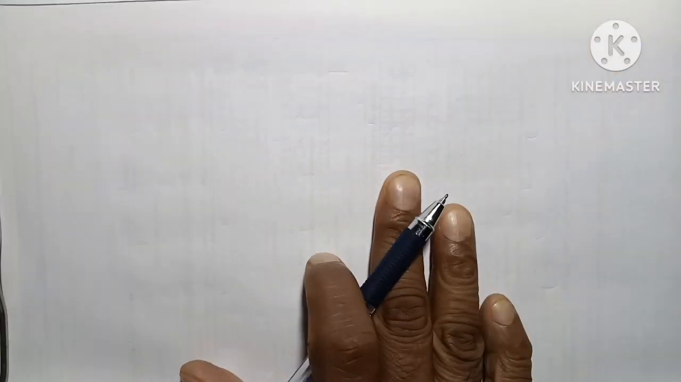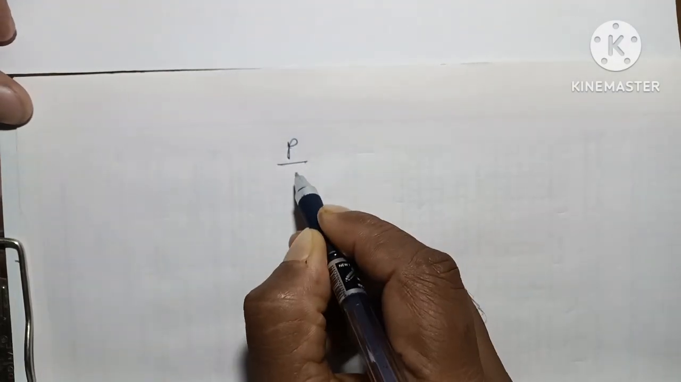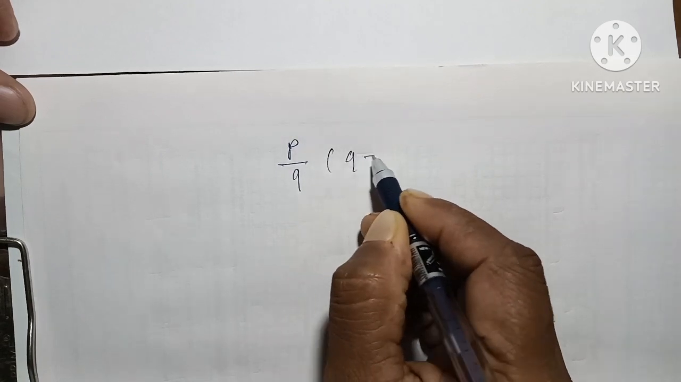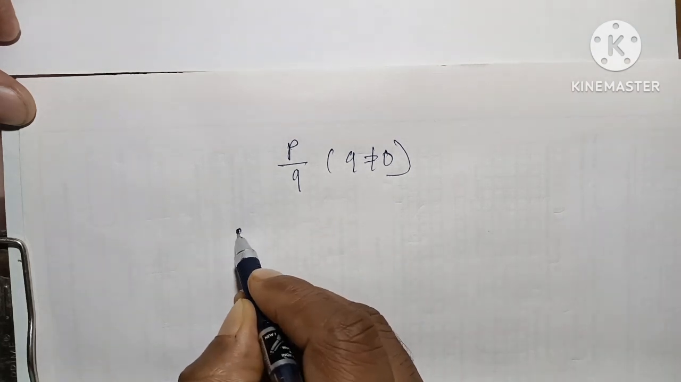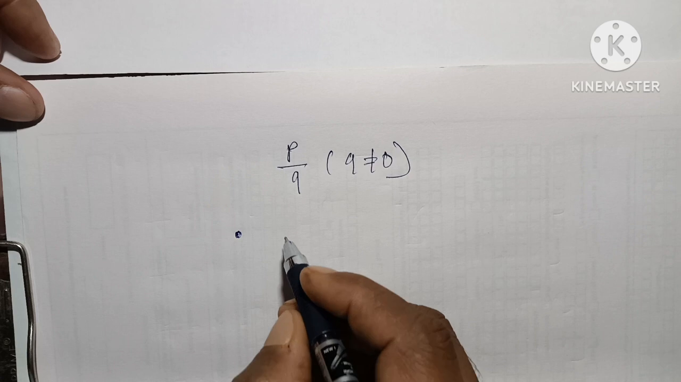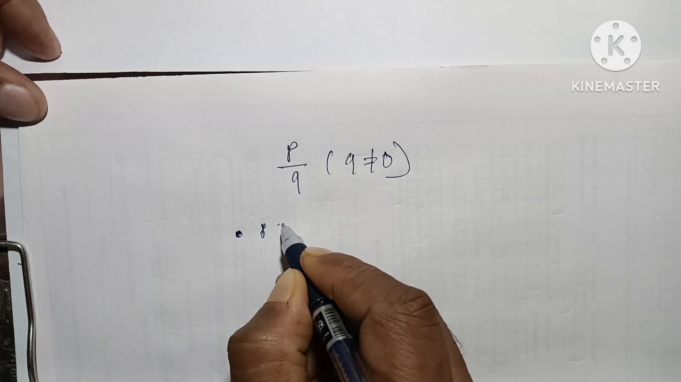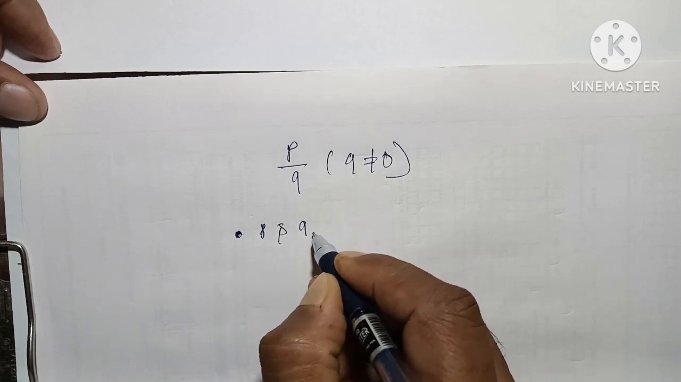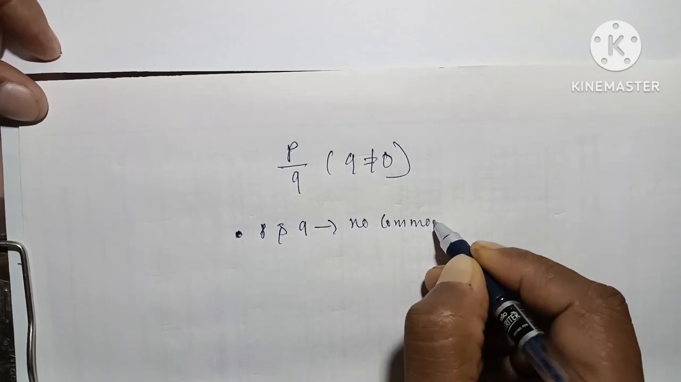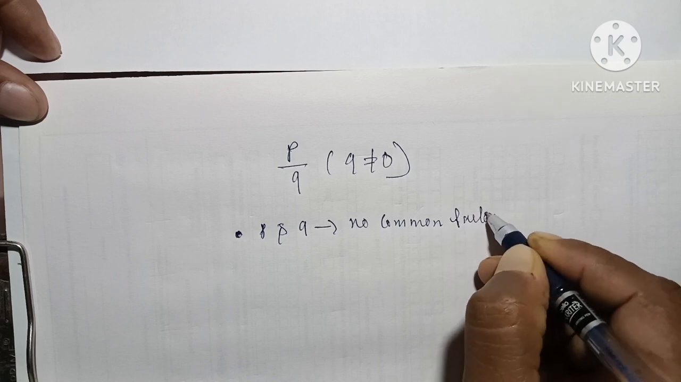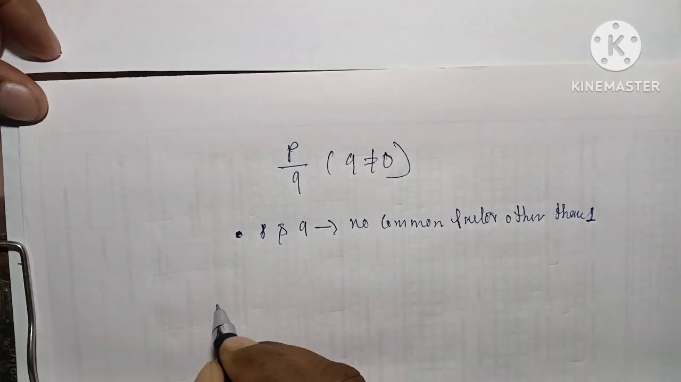Come here. Here the question asks that we must choose a fraction in p by q form where q is not equal to 0. Then we have to choose a fraction, but two things we must take care of. First thing, both p and q with no common factor other than 1. This is the first point.